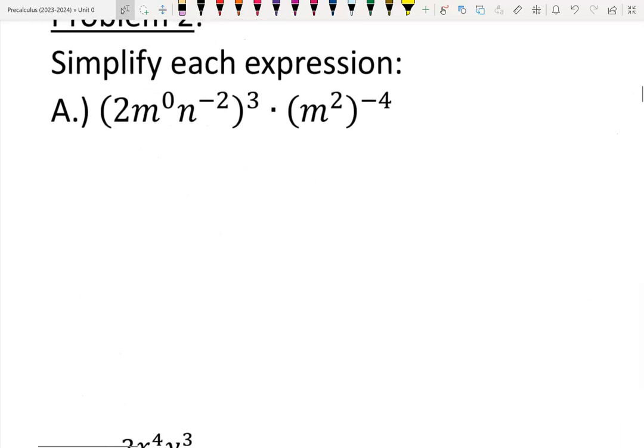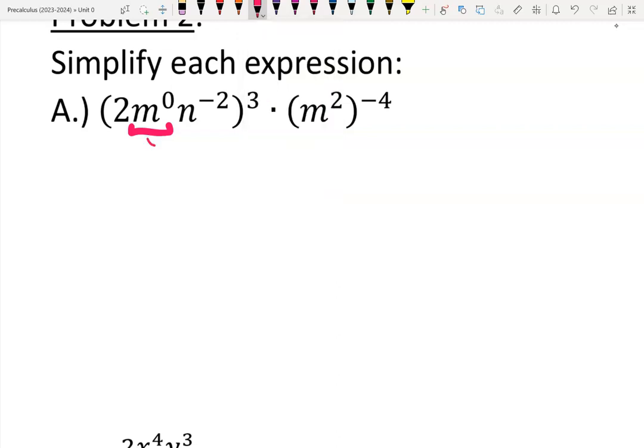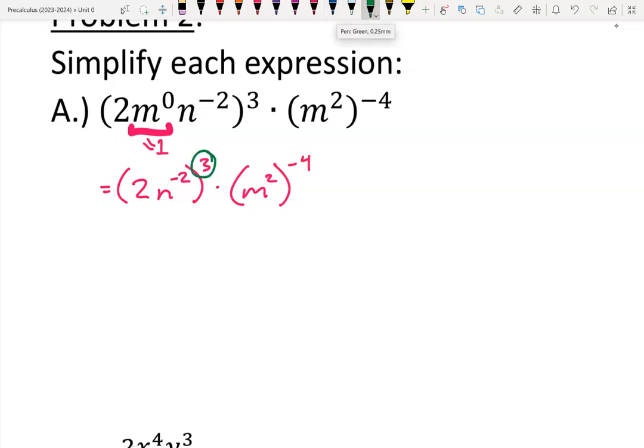All right, problem A here. Very first thing I see is a 0 power. Now remember, that 0 power means that this is equal to 1. Now 1 times 2 is just 2, so that is equivalent to just 2 times n to the negative 2, to the third, times m squared, to the negative 4. Now as we saw in our properties, I can take these outside powers and distribute them in. And that becomes 2 to the third times n to the negative 6, multiplying those powers, times m to the negative 8th, again multiplying the powers.